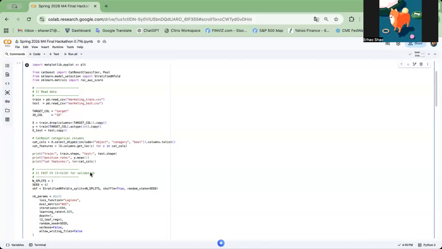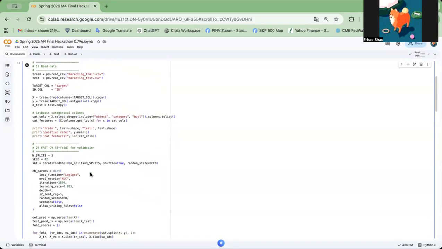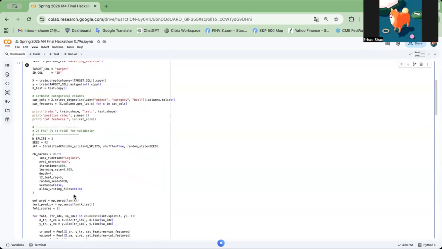Hyperparameter tuning. I carefully tuned hyperparameters to balance bias and variance. Iterations 1800, learning rate 0.025, depth 7, L2 leaf reg 5. A smaller learning rate improves regularization, while deeper trees allow capturing nonlinear patterns.